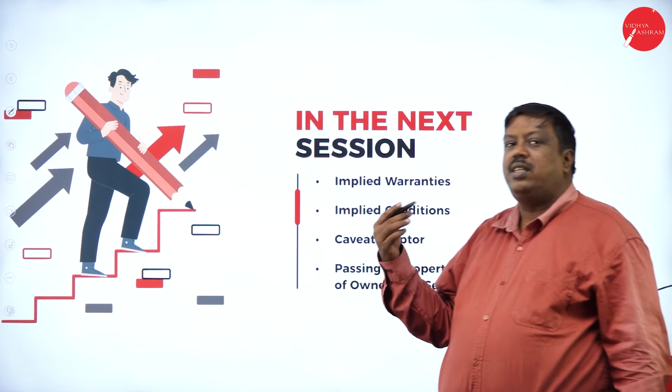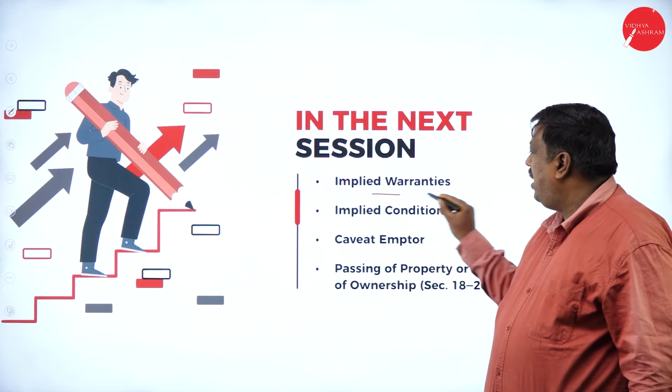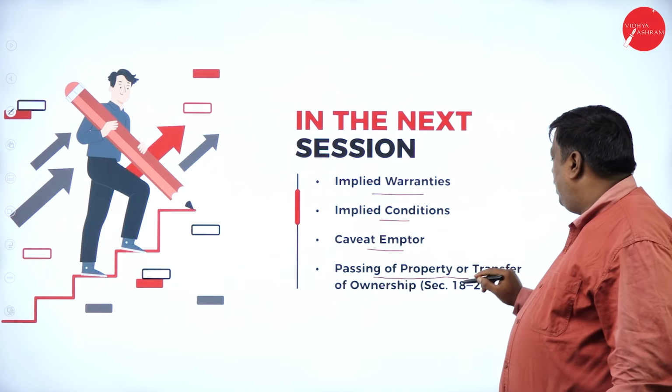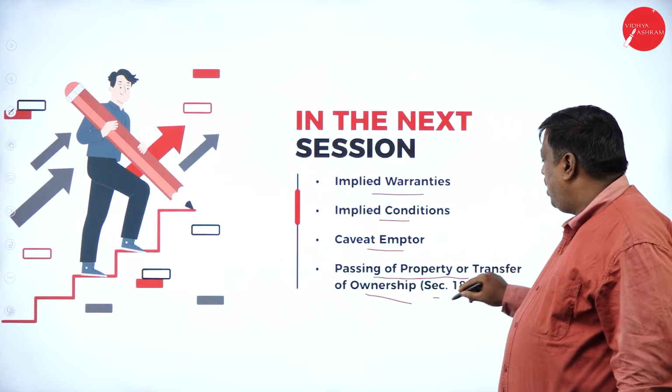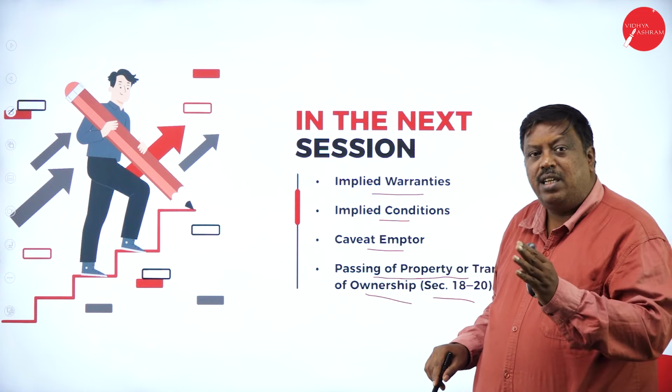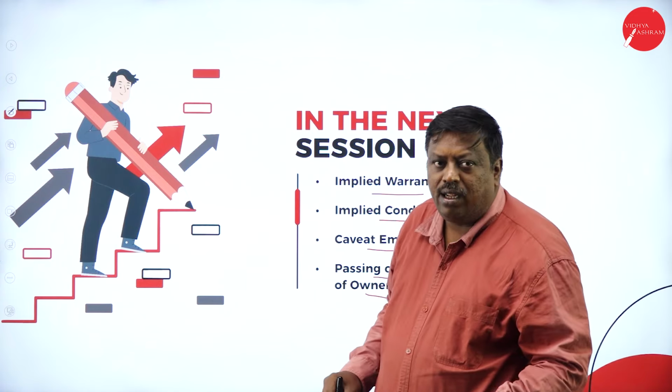In the upcoming session, we are going to discuss implied warranties, conditions, caveat emptor, passing of property or transfer of ownership as per Section 18 to Section 20 as per SGA 1930.